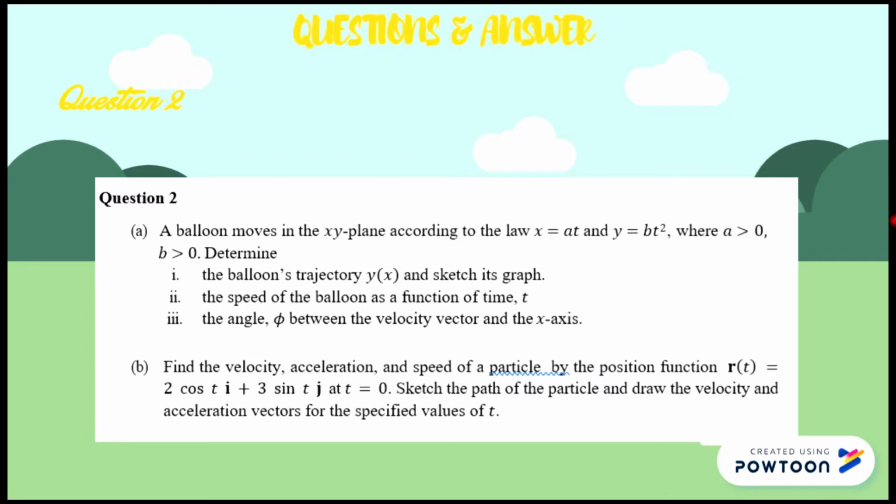Second, the speed of the balloon as a function of t. And third, the angle between the velocity vector and the x-axis. So the next question is B. The question is, find the velocity, acceleration and speed of a particle given by a position function r of t equal to 2 cos t i plus 3 sin t j at t equal to 0. Sketch the path of the particle and draw the velocity and acceleration vectors at the specified values of t.